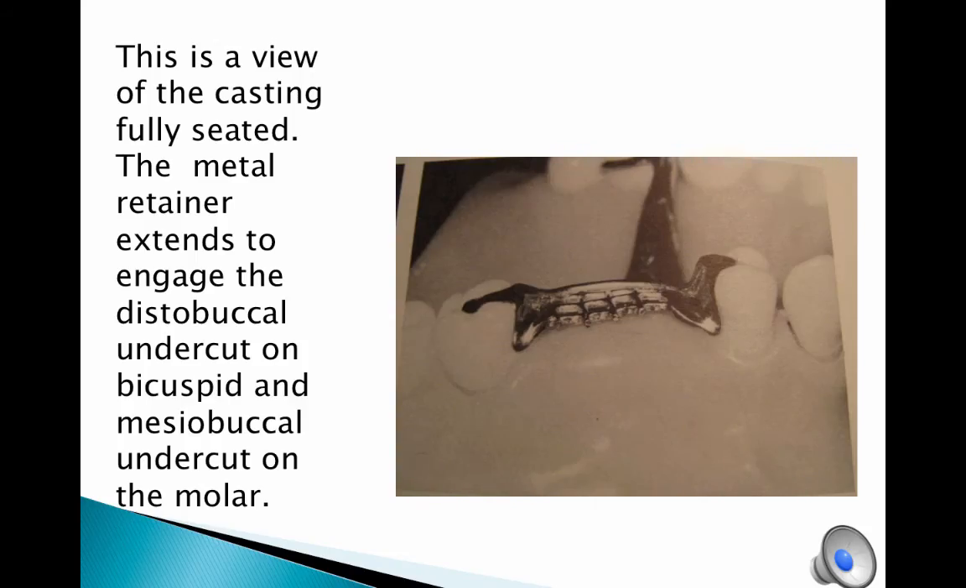This is a view of the casting fully seated. The metal retainers extend to engage the distal buccal undercut of the bicuspid and the mesial buccal undercut of the molar. This has buccal retention, so the other side, the direct retainers, have to be on the buccal side of those teeth.